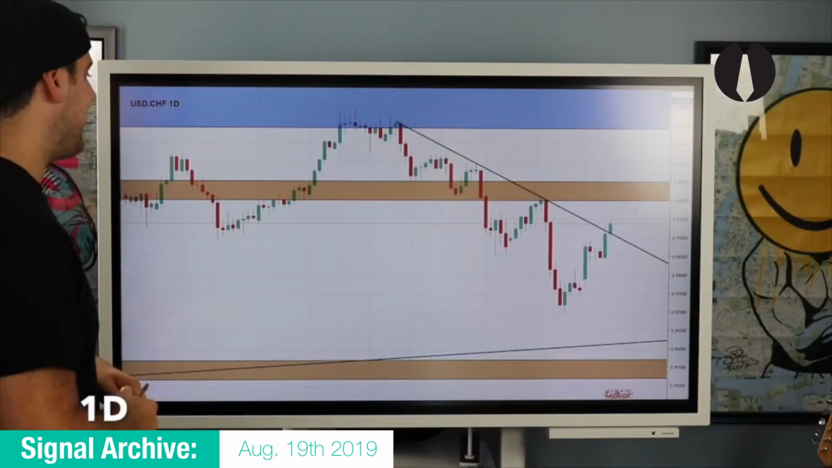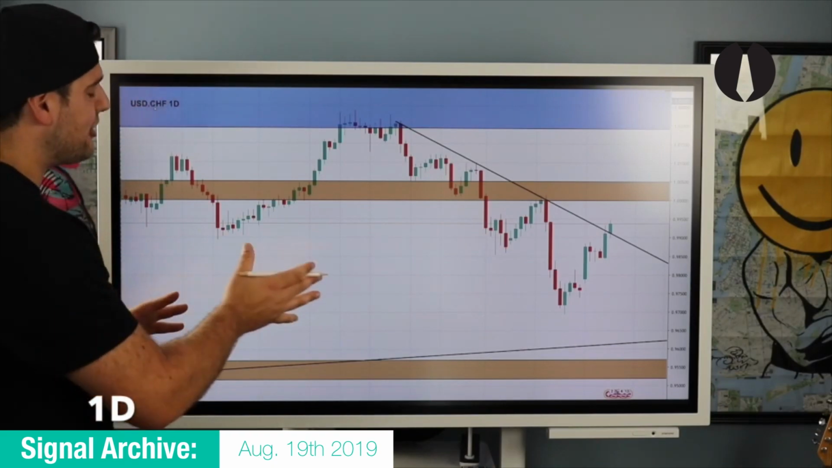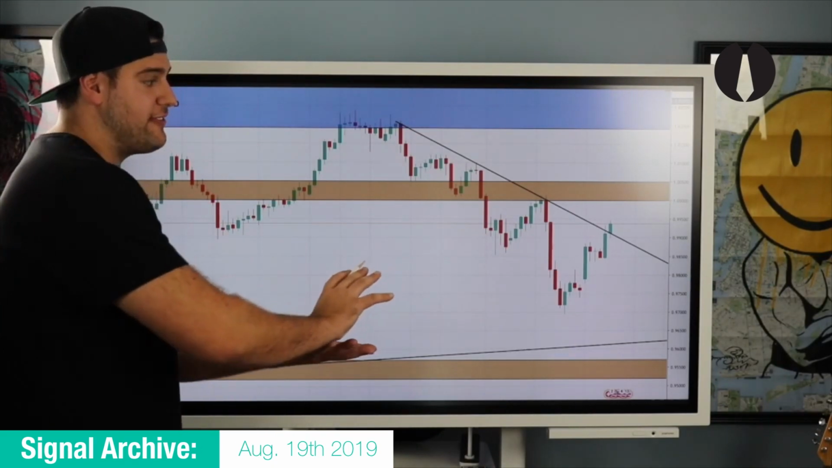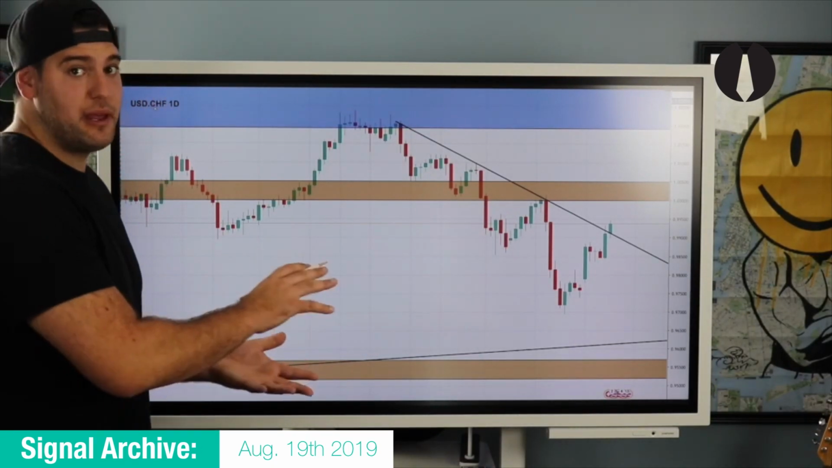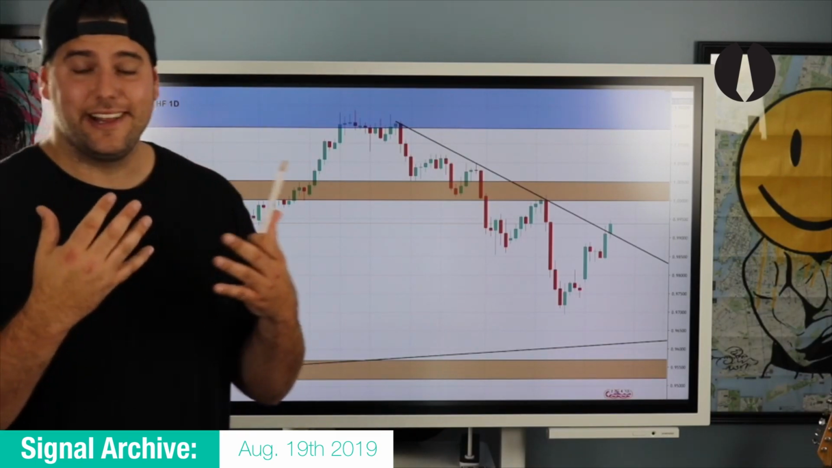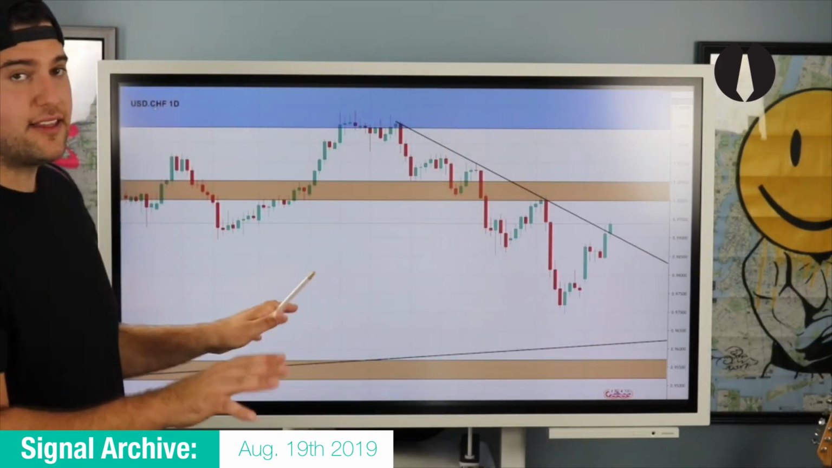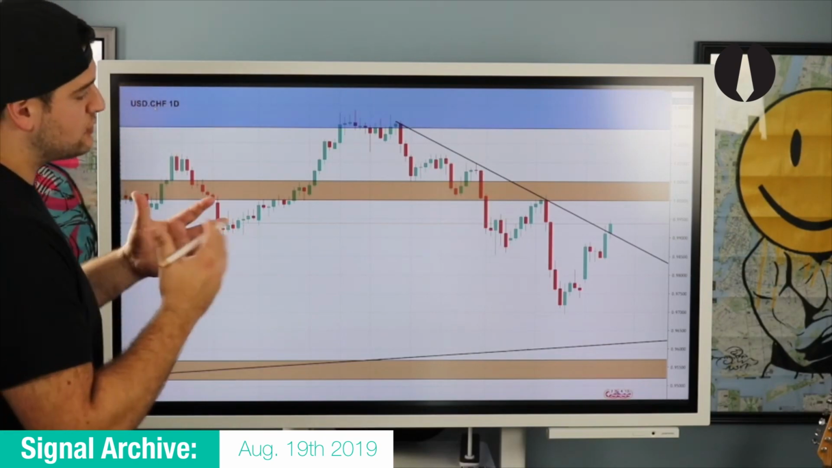All right, on to the daily. We haven't seen any clear identification of area sensitivity, so we left our daily mid-range zone out of it. If there's no clear area sensitivity, we don't add anything. We don't force what's not there. So now let's talk flow.